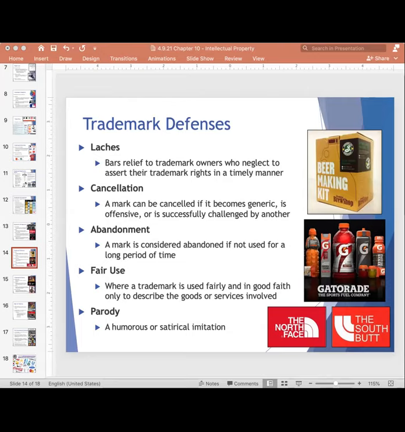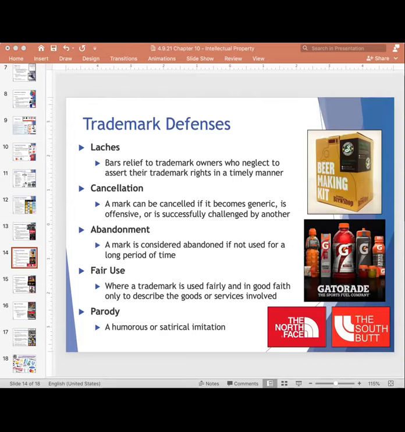If it's offensive, any marks that can be refused either will not get trademark protection or they can later be canceled, which we'll talk about with the Washington Redskins in a minute. And then also any mark that is successfully challenged.